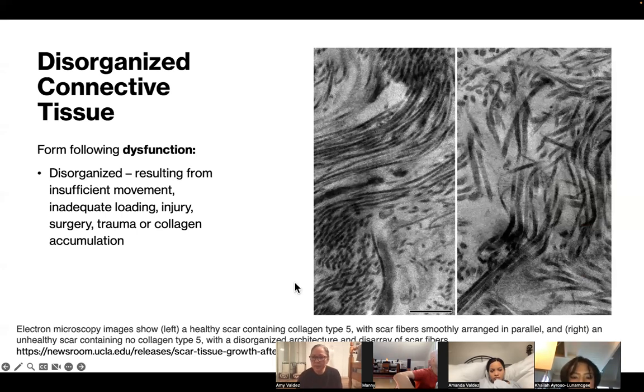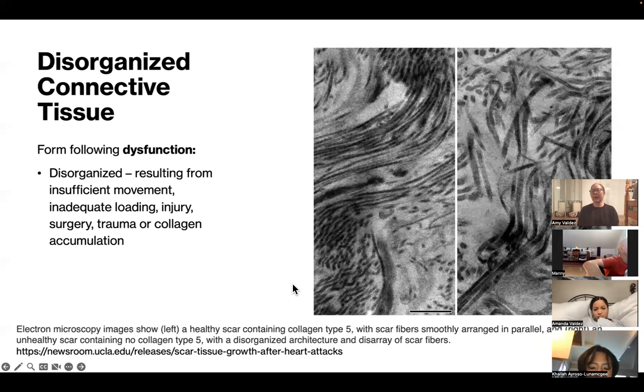So there's actually modalities, hands-on modalities that work with scar tissue to make it more organized. It just is theoretically better for function. So let's say, for example, you have a student that's had a mastectomy.